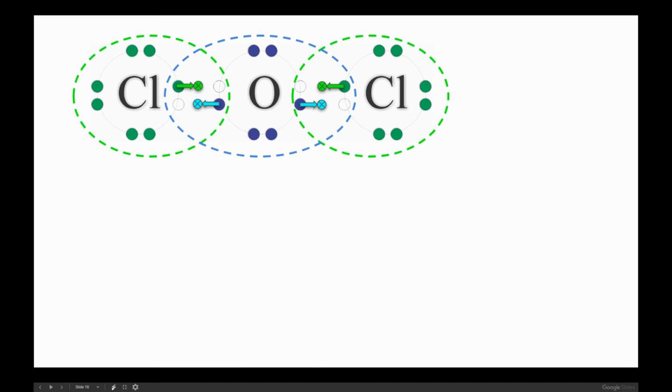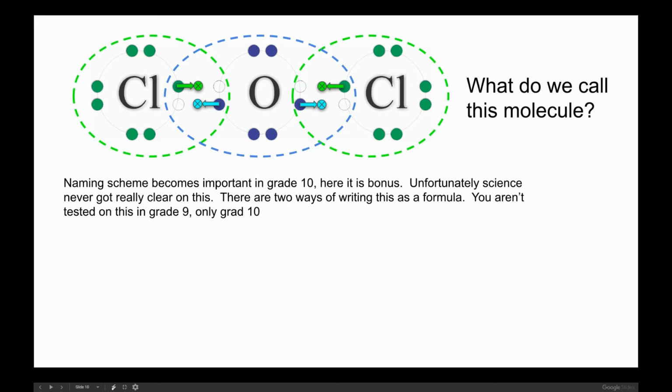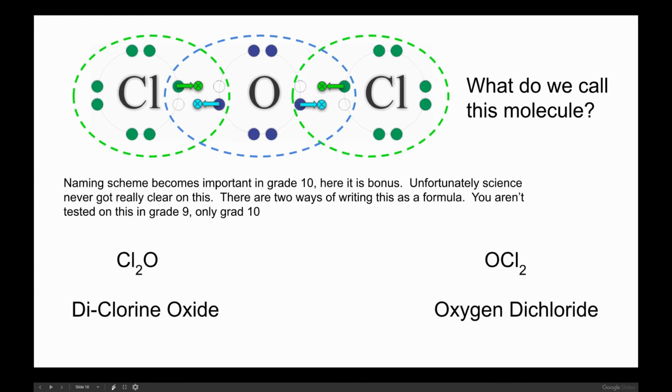So let's push a little bit more. What do we call this molecule? Naming schemes are used in grade 10. Here, it is bonus in grade 9. Science never really got clear on this, and we couldn't decide whether it was dichlorine oxide or oxygen dichloride. Both names work. Most of you would probably go, I guarantee it, oxygen dichloride just sounds nicer.